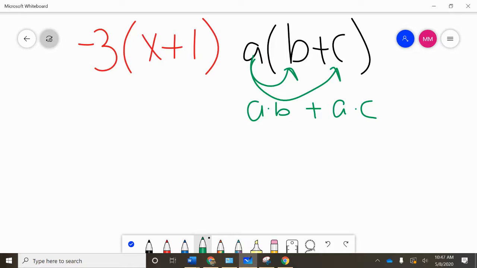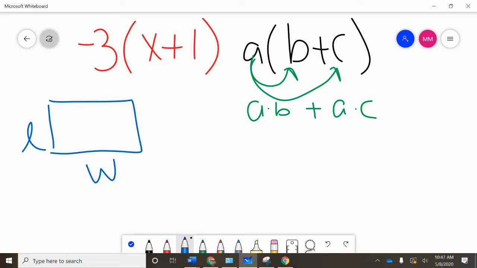So an easier way to think about this is as an area model, where we're multiplying length times width of a rectangle. So how does this relate to our expression? Well, let's look at this example, -3 times the quantity x plus 1. Let's make the number that's always outside of our parentheses represent the length of our rectangle, and the inside of the parentheses represents our width.